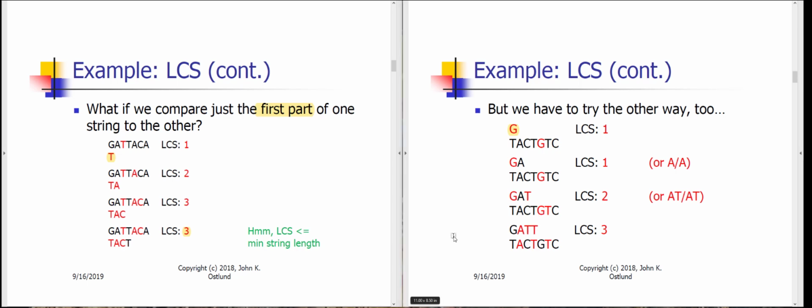All right, so to test all possibilities, what we're going to have to do is to compare every possible subsequence of the first sequence to the second sequence, and every possible subsequence of the second sequence to the first sequence. Now, how many possible subsequences are there of the first sequence?